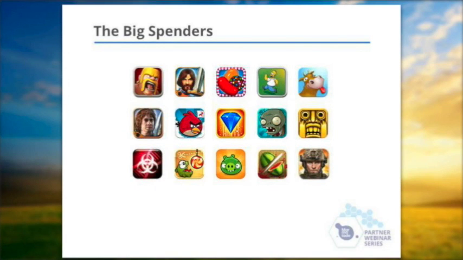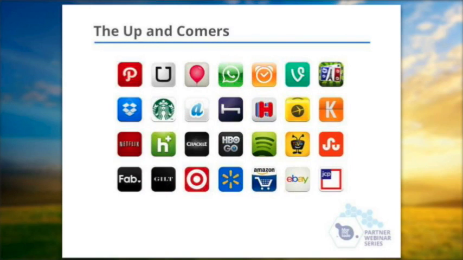And most of you probably already know that most of the early adopters were gaming, and gaming continues to be heavy spenders in the mobile advertising space. However, m-commerce, travel, retail, TV networks, and brands alike have started dipping their toes in and diving into the mobile advertising space.